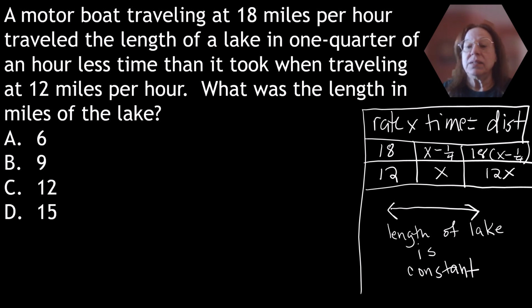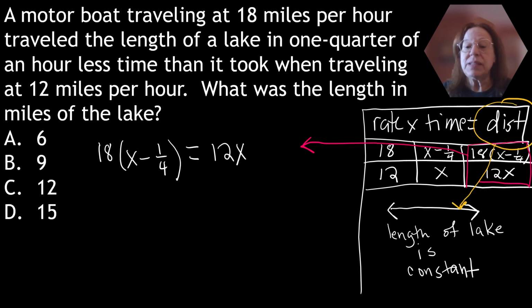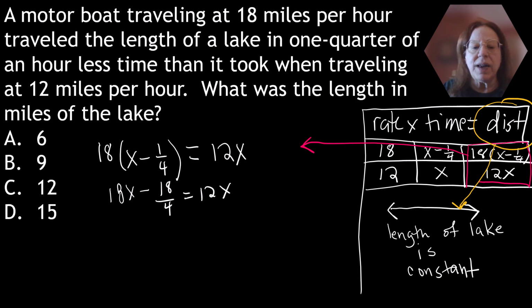So let's look at the distance of those two. And what we can do is set them equal to each other since the distance doesn't change. The distance going 18 miles per hour is the same as the distance when you're traveling at 12 miles per hour. So let's set those equal to each other and solve for x. So we have, let's multiply that 18 throughout and take off the parentheses. So we have 18x minus 18 over 4 equals 12x.